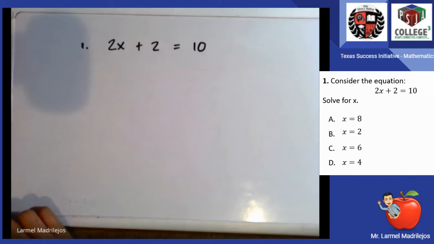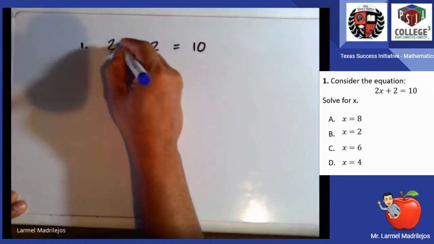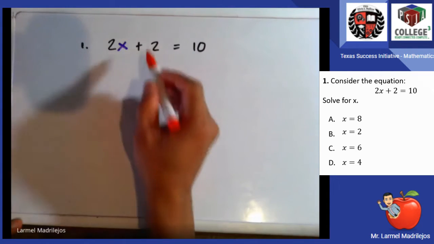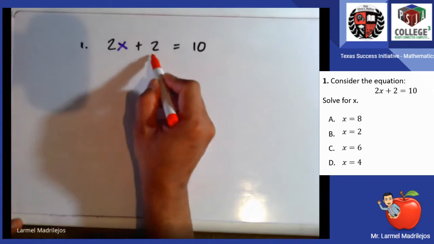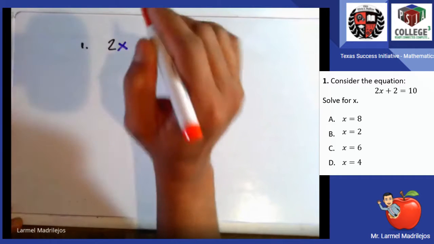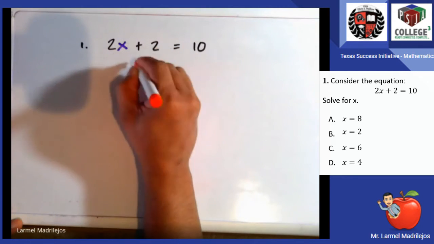So let me change the color of x. That's the variable that we're going to look for. Find the value of x. First thing I'm going to start with this number here. I need to transfer it to the other side of the equation. So I need the opposite of positive 2. This is minus 2.